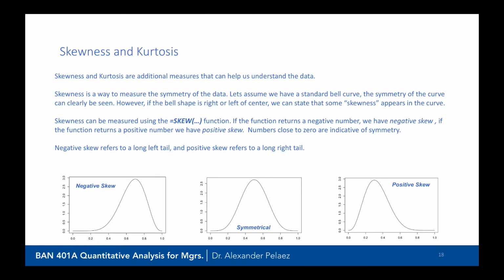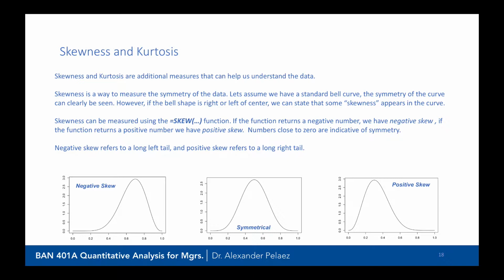Now, another main concept is skewness and kurtosis. Skewness and kurtosis help us understand a little bit about the normal distribution, a normally distributed curve. Skewness is a way to measure the symmetry of the data. So let's assume that we have a standard bell curve. The symmetry of the curve can be seen. That's the one in the middle.